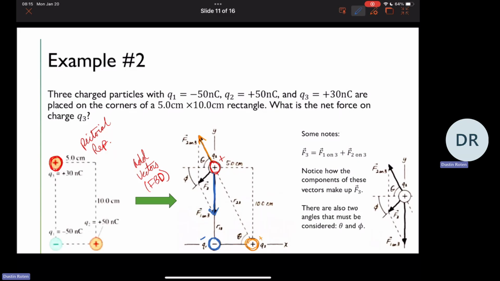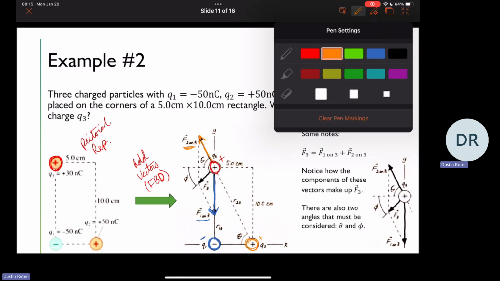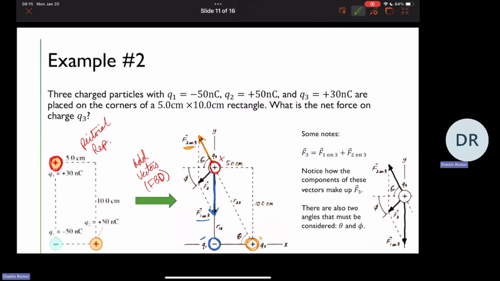Now we can use geometry to think about what it's going to look like when we sum these two vectors together, because we want to add up F1 on 3 and we want to add up F2 on 3. We want to add those two things together. Okay, let's see, what would be a good color for this? Let's use green. Now, actually, I want to switch to blue. So F1 on 3, it doesn't have anything in the X direction. It's all in the Y direction.